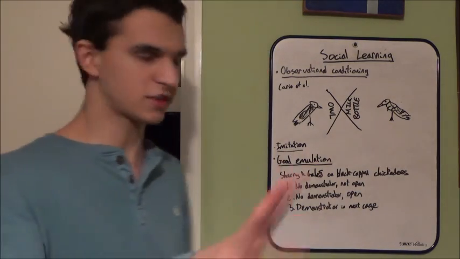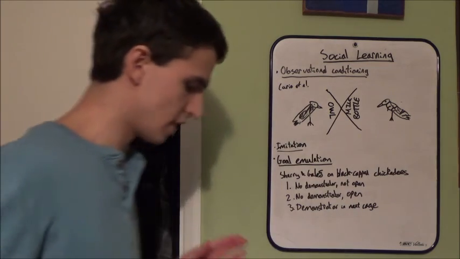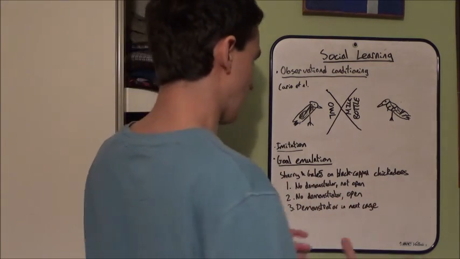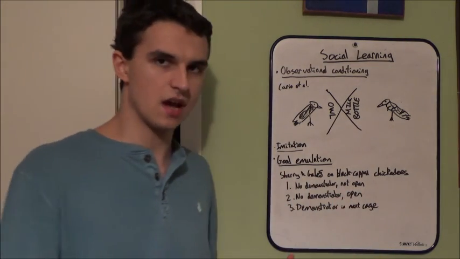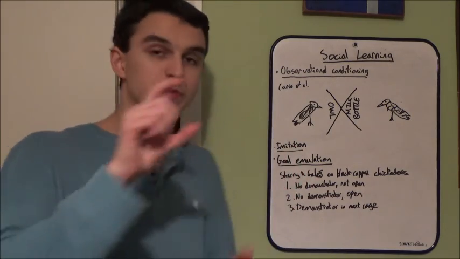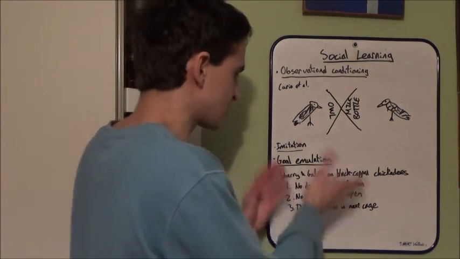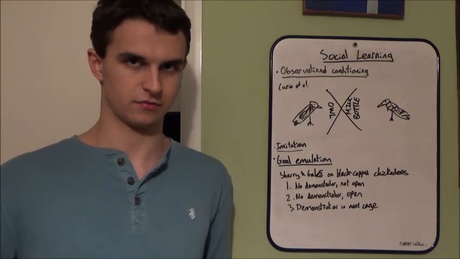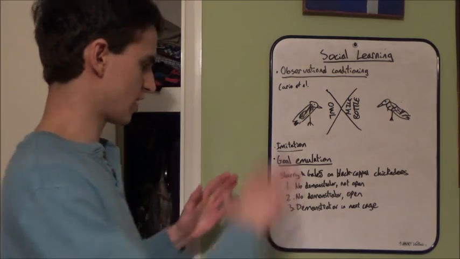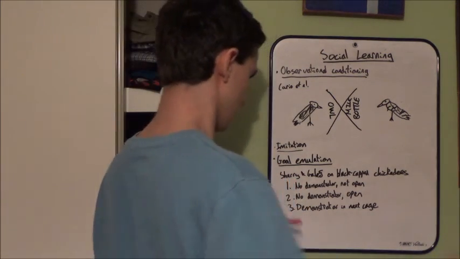But anyway, there were three experiments done. So one where the chickadees were kept with no demonstrator, and the tubs weren't open. So this was the control experiment, right? So no demonstrator, tubs not open.